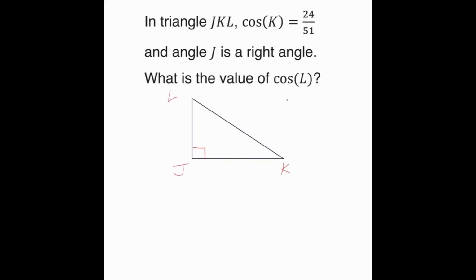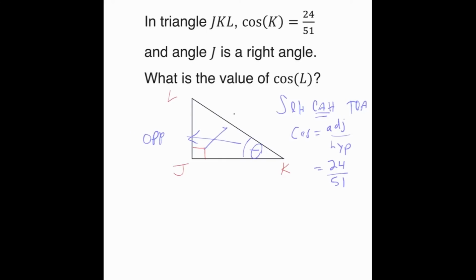So let's just think about SOHCAHTOA. And the cosine is the CAH. That's the adjacent over the hypotenuse. And that's 24/51. So let's find angle K here and go straight out, and that is the opposite.